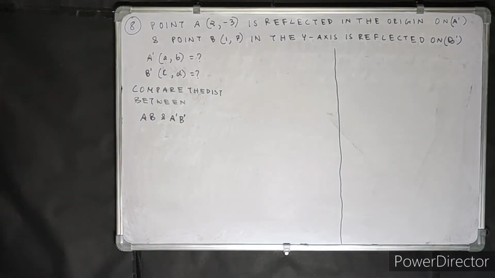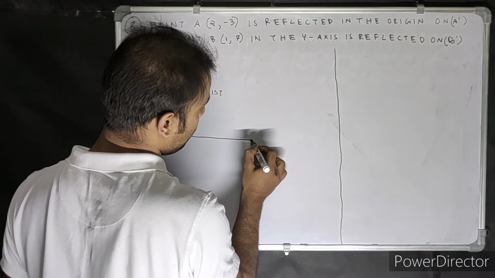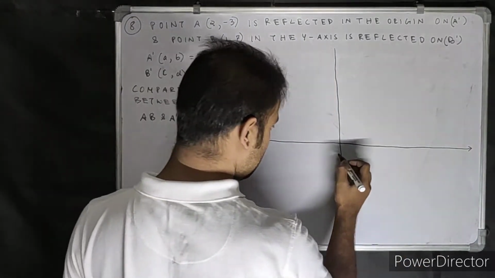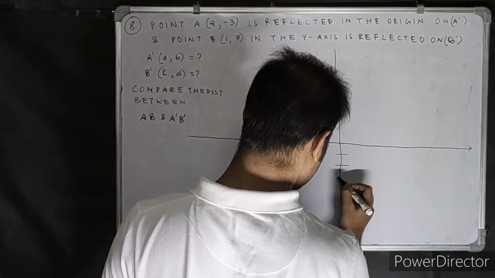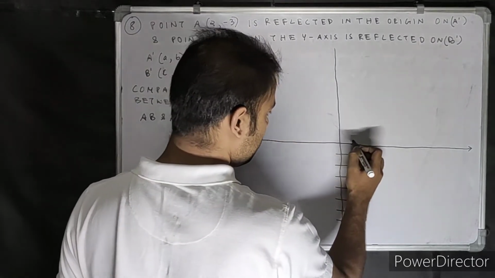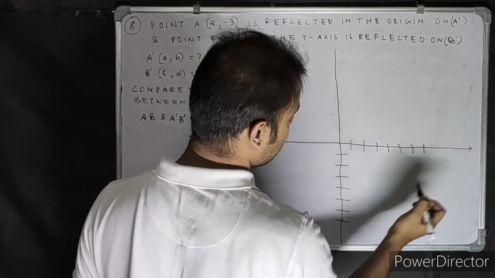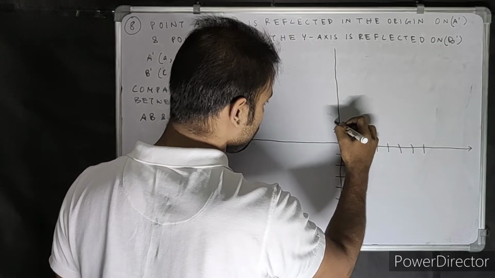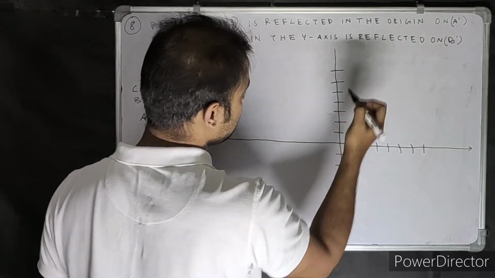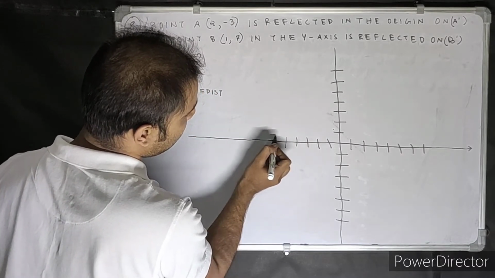Okay, now maximum is 7, that also in the y-axis. So I will try and draw till 7. Let's start drawing from here. 1, 2, 3, 4, 5, 6, 7. Then 1, 2, 3, 4, 5, 6, 7.